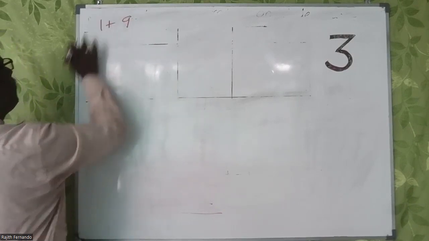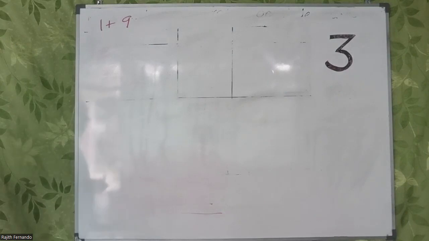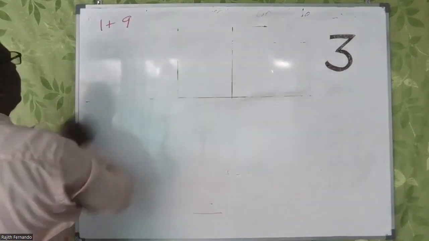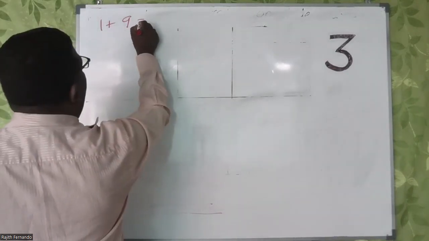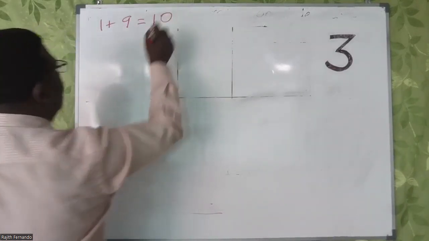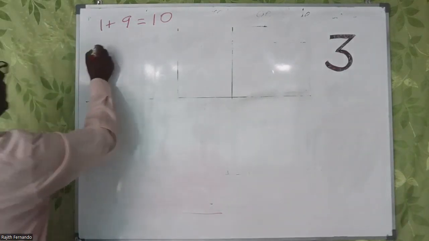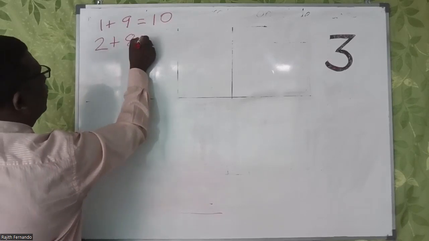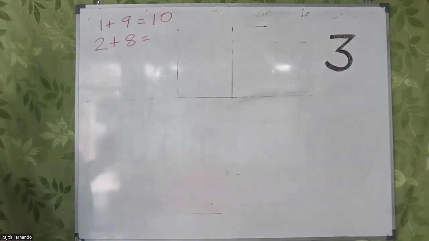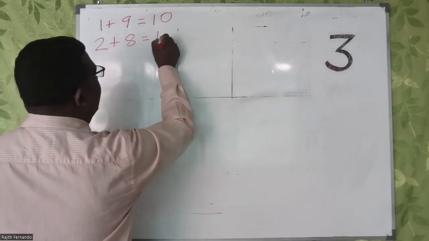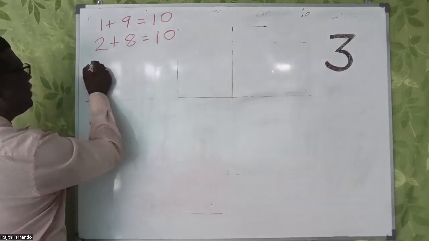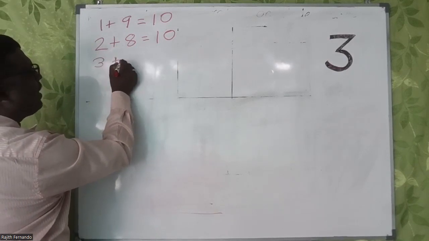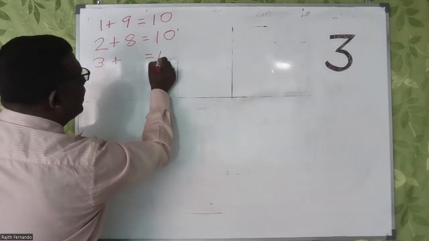1 plus 9. What's the value of 1 plus 9? Yes, that is 10. Then what is the value of 2 plus 8? Yes, that is also 10. Now, can you tell me what value I have to add to get the answer 10?